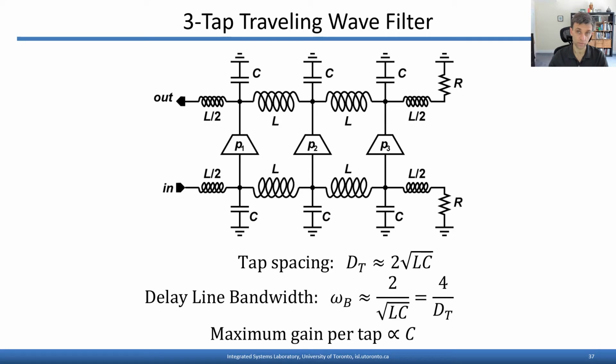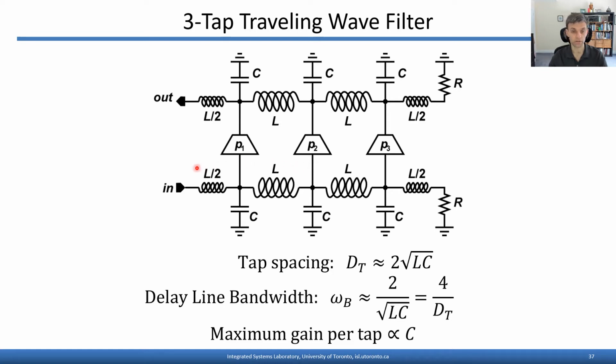And you'll note that with a traveling wave filter like this, the fundamental delay bandwidth product of the delay stages arises again. The tap spacing is proportional to root LC, whereas the delay line bandwidth is proportional to 1 over root LC, or inversely proportional to the tap spacing, dt. Also, you'll note that these structures are often used when technology is being pushed to its limits, so the maximum gain per tap is limited by the value of capacitances that arise in the ladders, because most of that capacitance is actually parasitic capacitance from the amplifiers here.